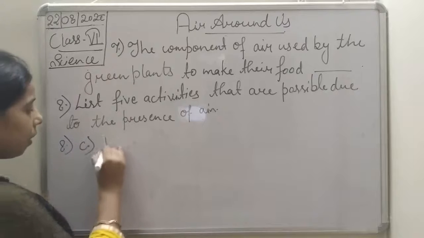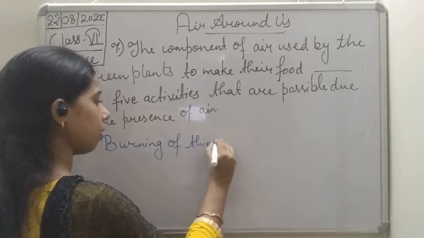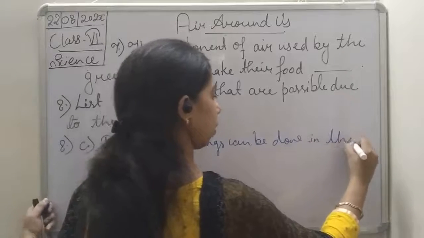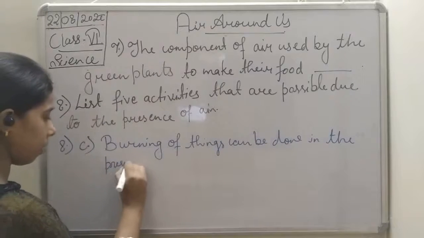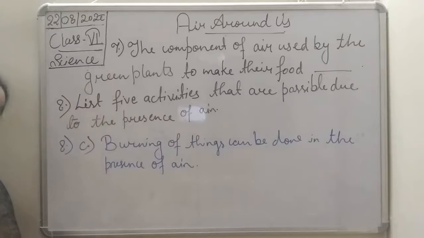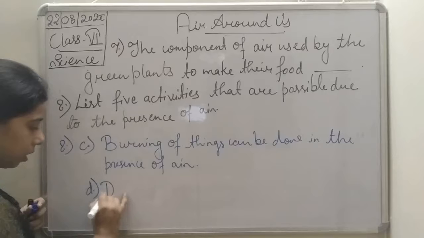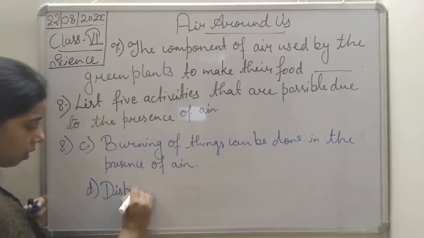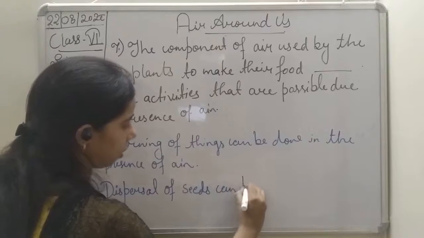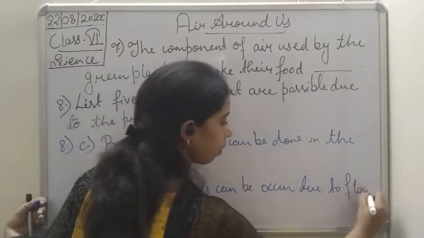So the third one is burning of things can be done in the presence of air. Okay, so burning of things can be done due to the presence of air. Then D, dispersion of seeds can occur due to the flow of wind.